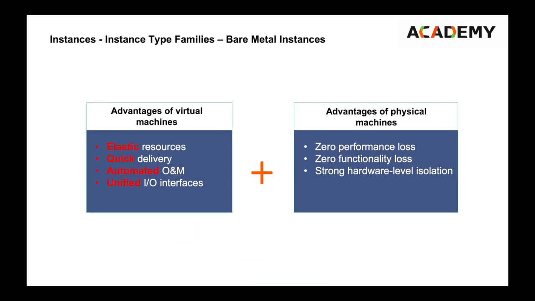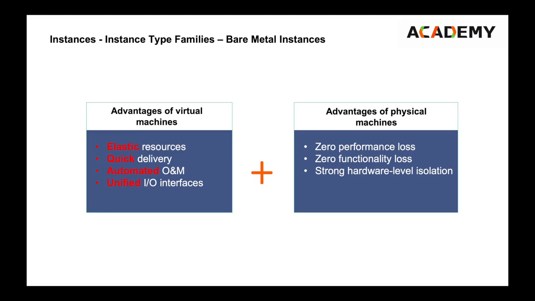So what about these bare metal instances? I want to go back to bare metal because it's a very interesting and unique cloud product. So the advantages of bare metal are that you get the elasticity of a virtual machine. You can create or spin up a bare metal instance anytime you want. You get automated operations and maintenance because the bare metal instance incorporates itself into the rest of the Alibaba Cloud ecosystem. So you can use all of our monitoring and security tools.